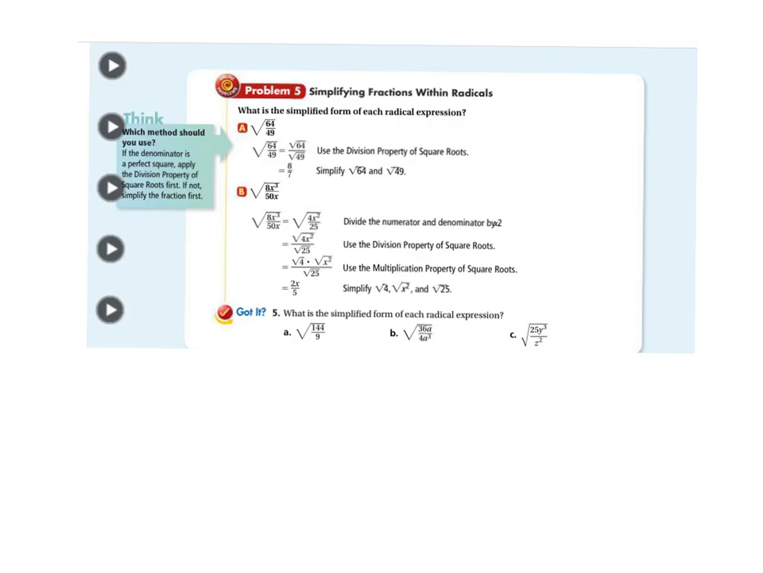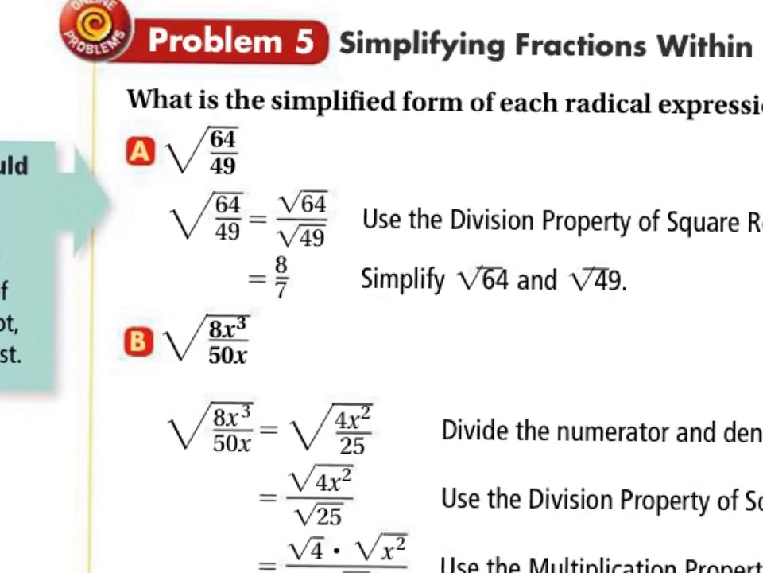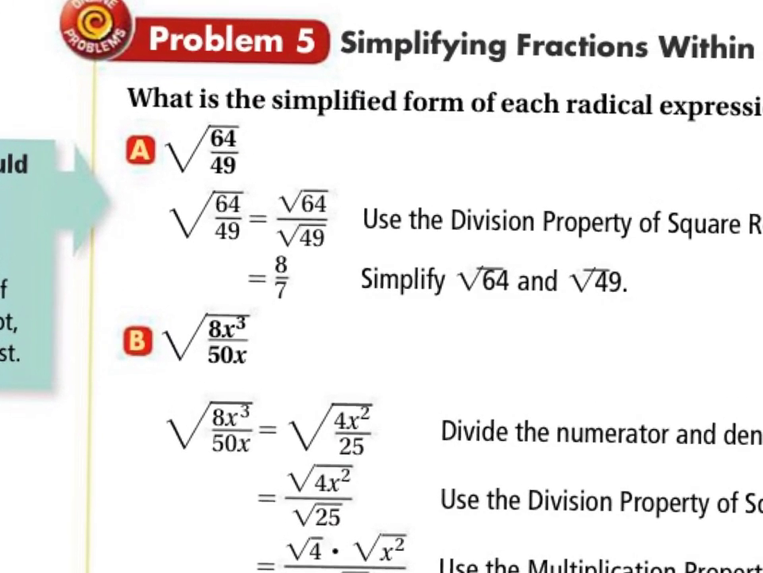So problem 5, if you look at part A, they want us to simplify that. So same thing we just looked at. Split it up, numerator and denominator. And then square root of 64 is 8, square root of 49 is 7, so 8/7. And you can just leave it 8/7. It's an improper fraction, but that's okay. If you want to change to 1 1/7, you can.